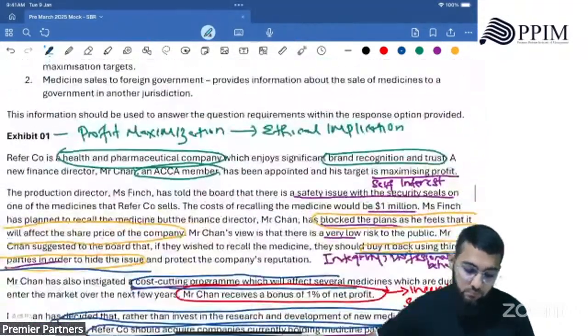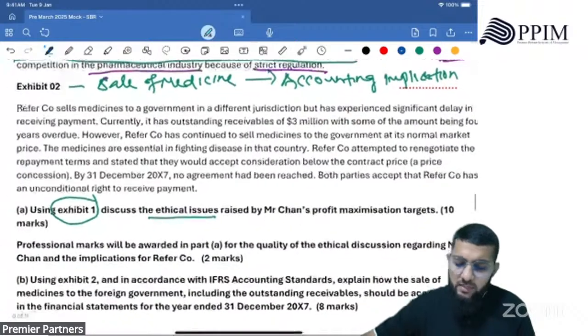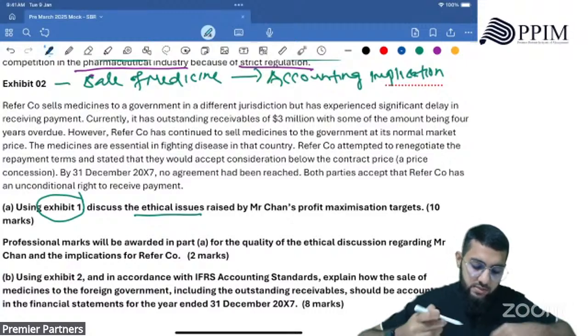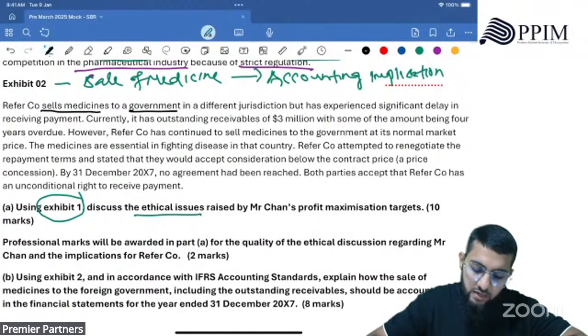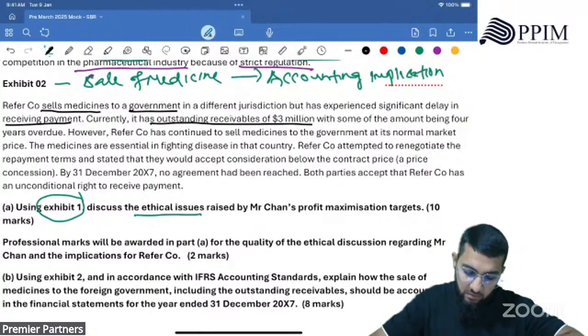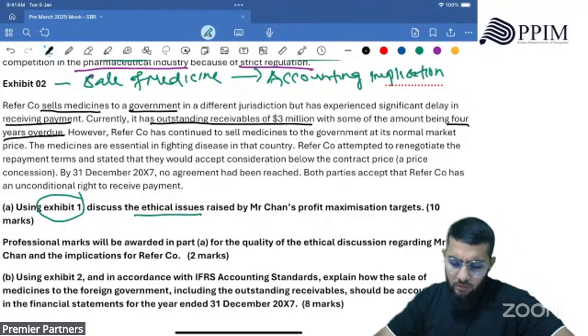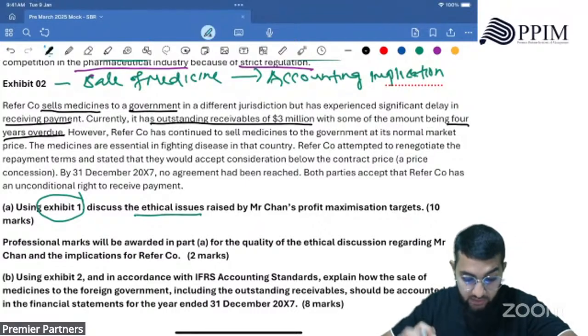Okay. That's exhibit 1. Then exhibit 2, ReferCo sells medicines to a government in a different jurisdiction, but has experienced significant delay in receiving payment. Currently, it has receivables outstanding of 3 million, with some of the amount being 4 years overdue, long overdue. However, ReferCo has continued to sell medicines to the government at its normal market price. The medicines are essential in fighting disease in that country, essential medicines.